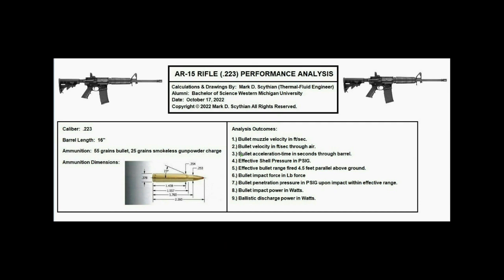So this particular performance analysis will focus on the optimized barrel length for the AR-15 223 of 16 inches and the ammunition specifications: 55 grains bullet mass and 25 grains smokeless gunpowder charge mass. The ammunition dimensions are specified in this graphic here. So the analysis outcomes will include points 1 through 9.